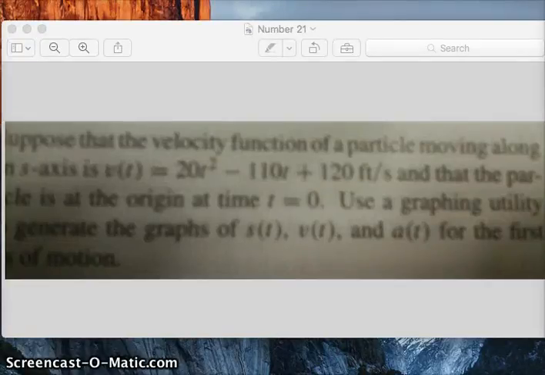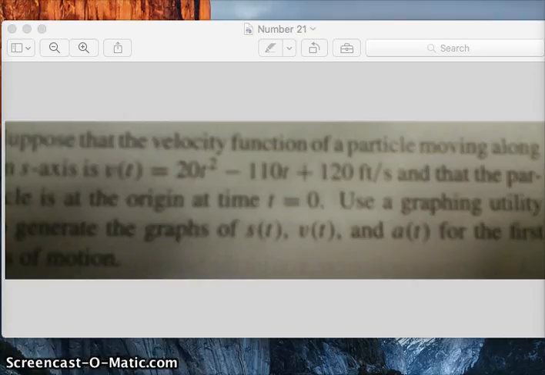Okay, students, this is a particular problem. I think it's number 21 in the section that had to do with position functions. So this is a recent problem in AP Calculus, and if we can read this together.